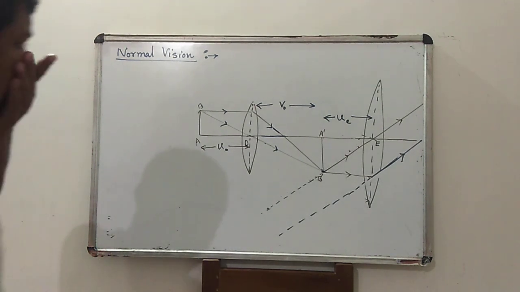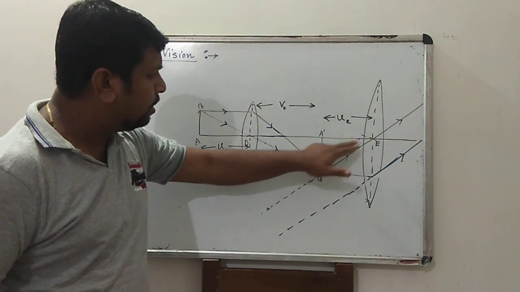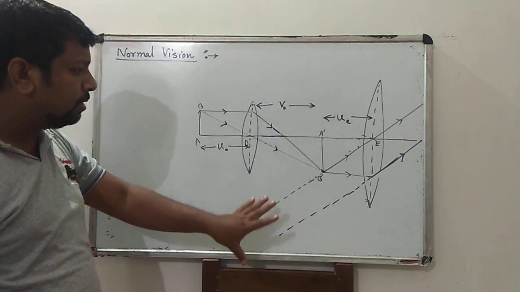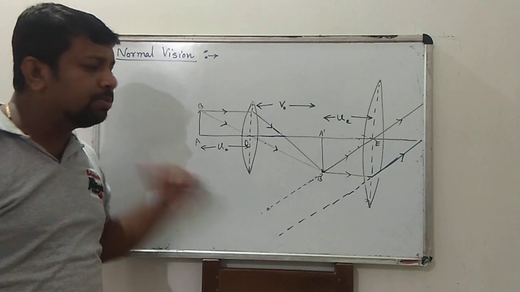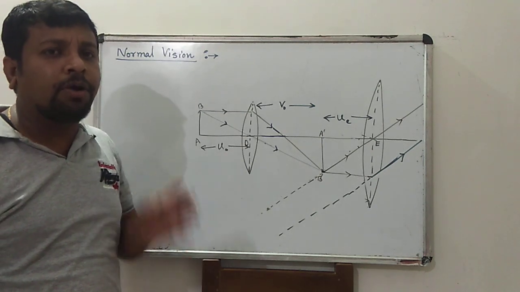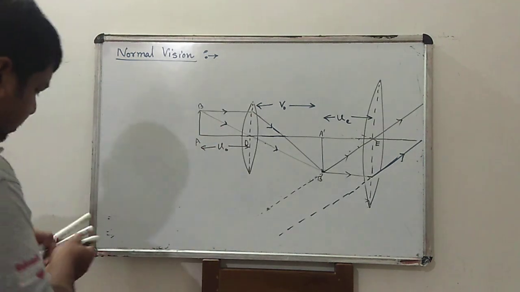So see that, this is the normal region. In this normal region, the objective and eyepiece are adjusted in such a way that the final image is formed at infinity. In the distinct region, the final image is formed at a distance of 25 centimeter. So what happened in this case?